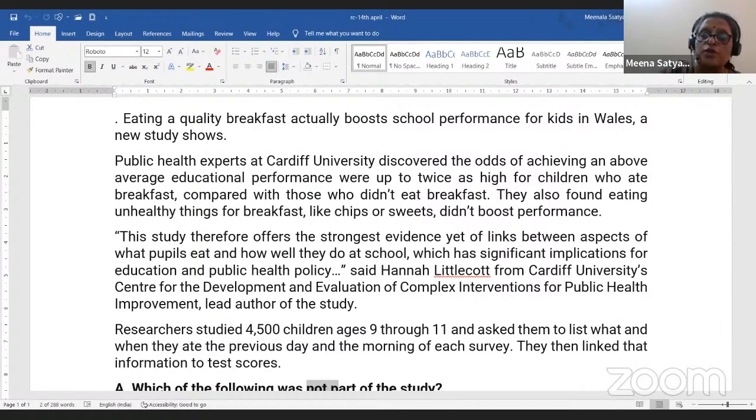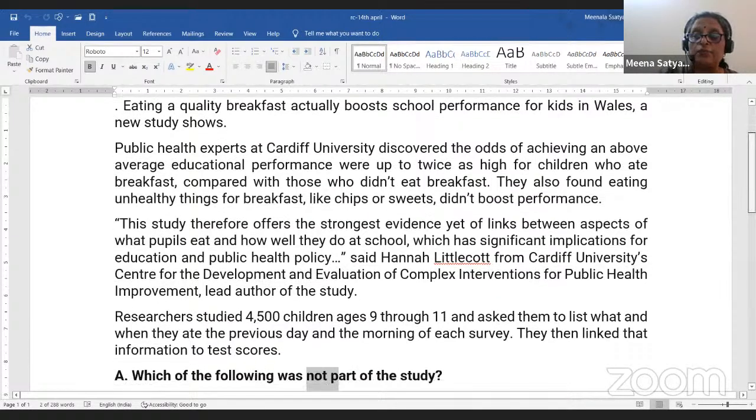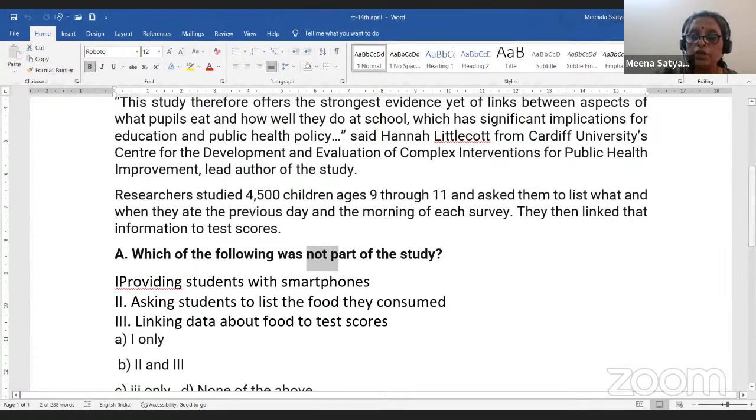So in the next one also you go, aspects of what people eat and how they do well. The third paragraph also says, ask them to list what they ate. Then they link the performance to their score. Was it providing smartphones? We do not have anywhere smartphones here. Asking students to list the food they consumed?